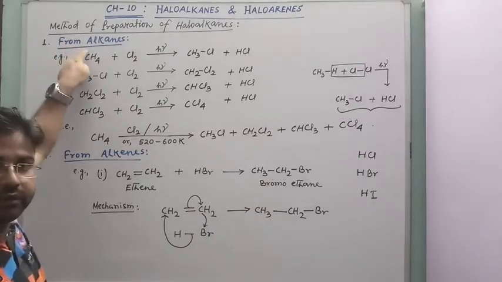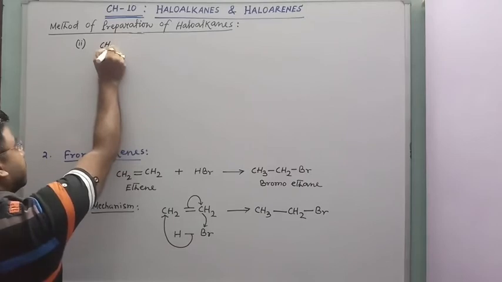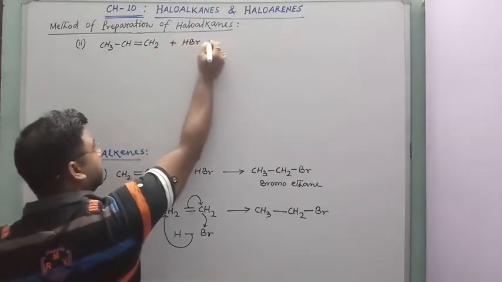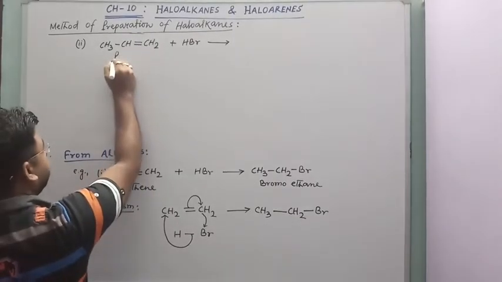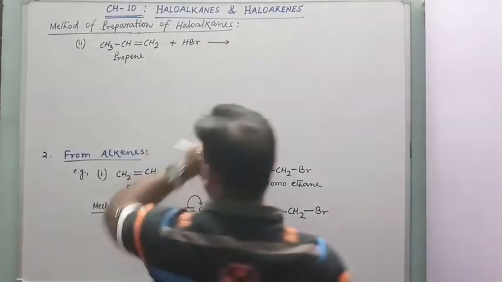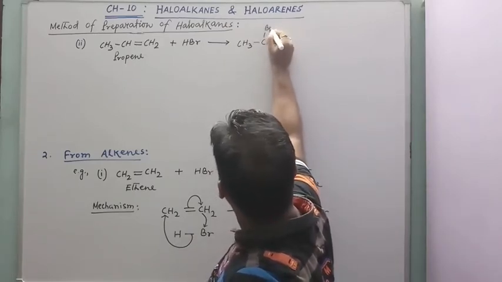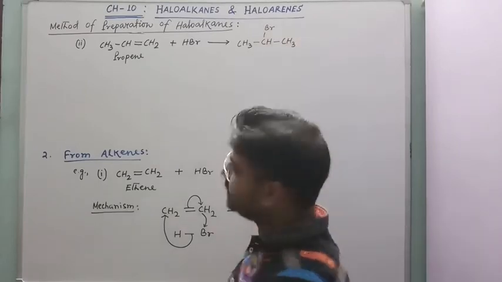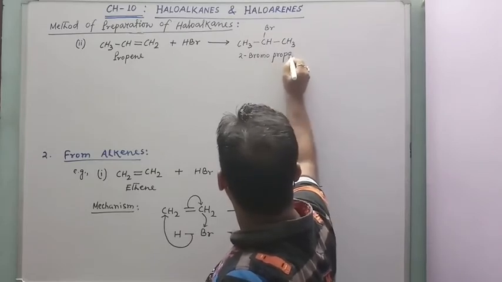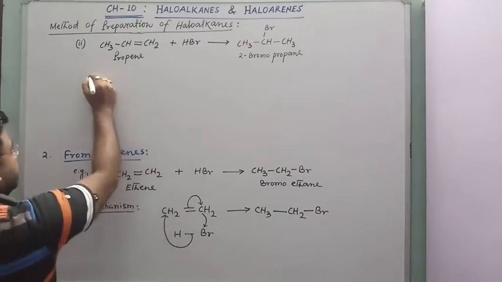Now another example, I am showing another example here. The second example, CH3 CH double bond CH2 plus HBr. So this is propene, another alkene. So propene reacts with HBr. What will be the product? The product is CH3 CHBr CH3. This is 2-bromopropane, a haloalkane. So haloalkanes are formed. So what is the mechanism of this reaction?